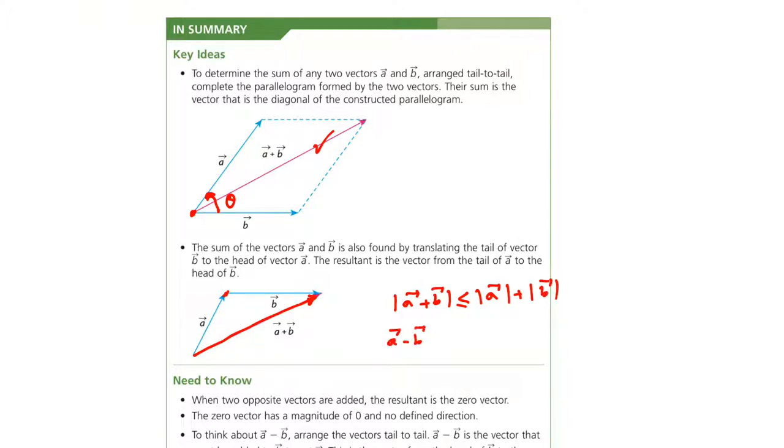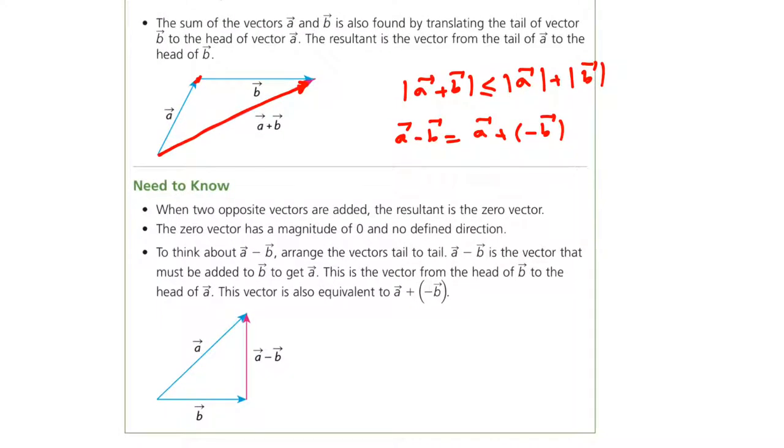A minus B is A plus opposite of vector B. When two opposite vectors are added, the resultant is zero vector. The zero vector has a magnitude of zero and no defined direction. To think about A minus B, arrange the vectors tail to tail. A minus B is the vector that must be added to B to get A.